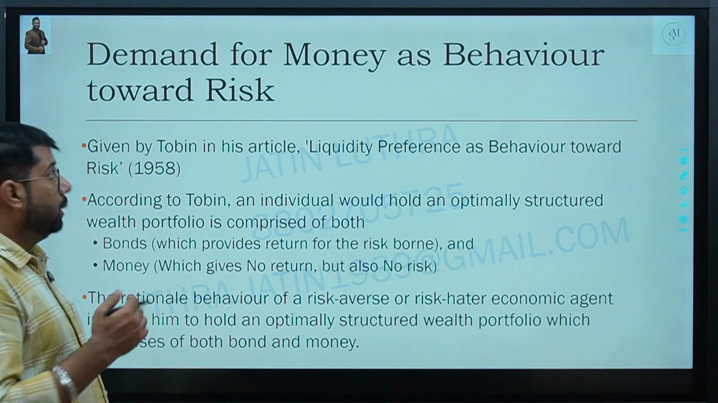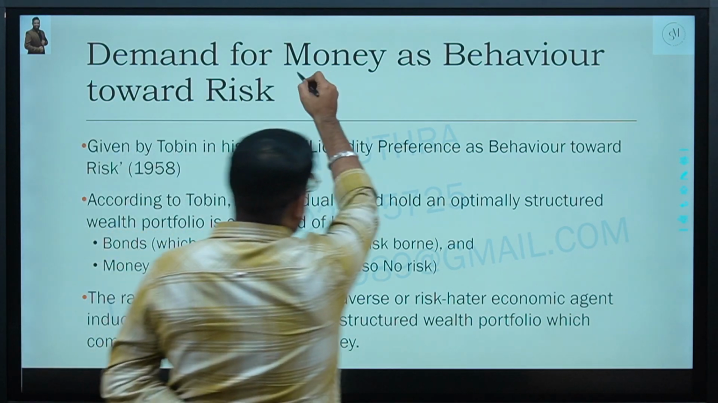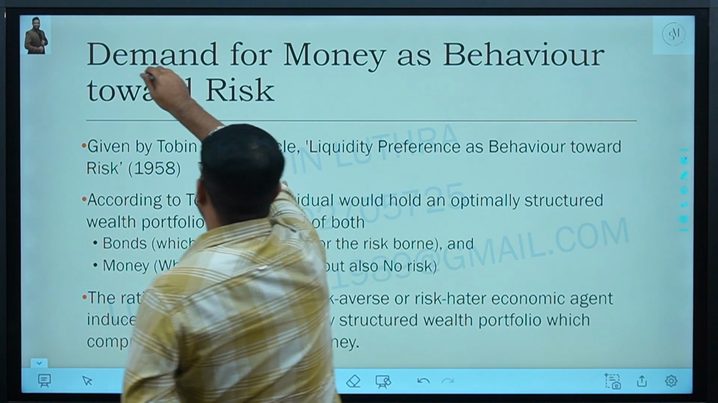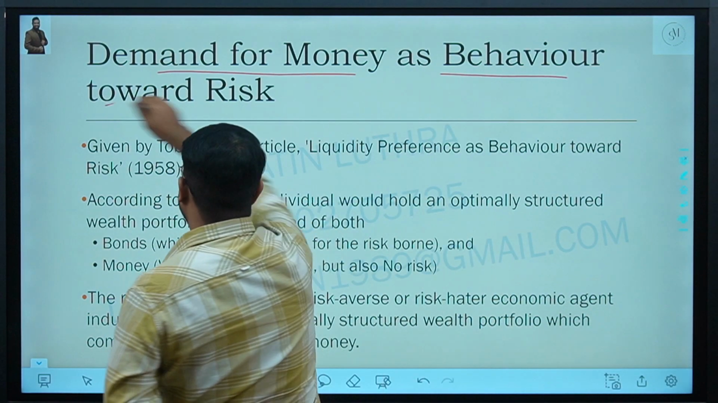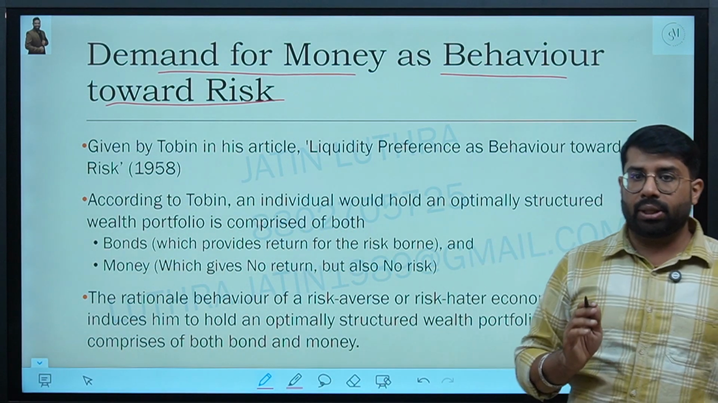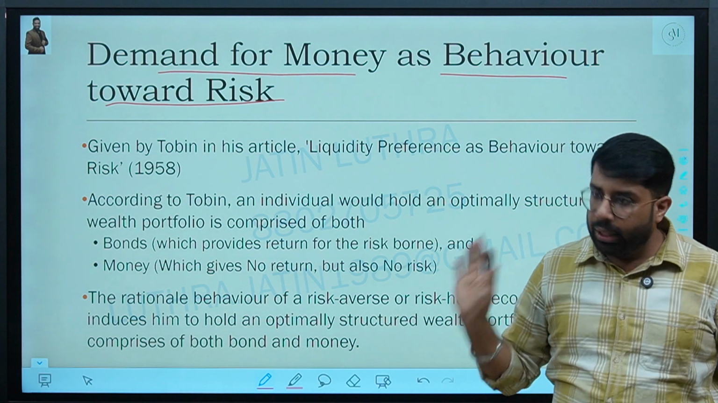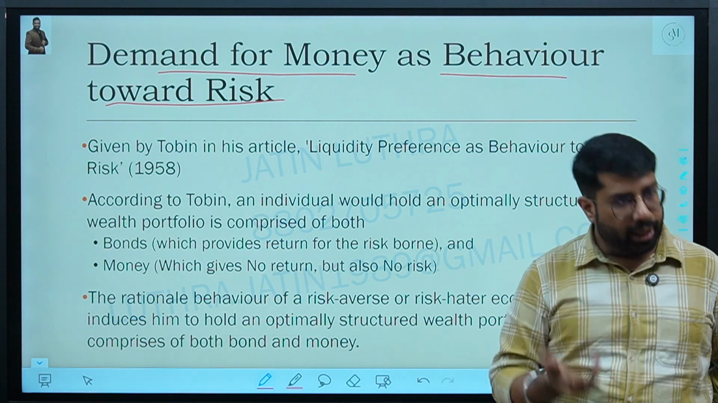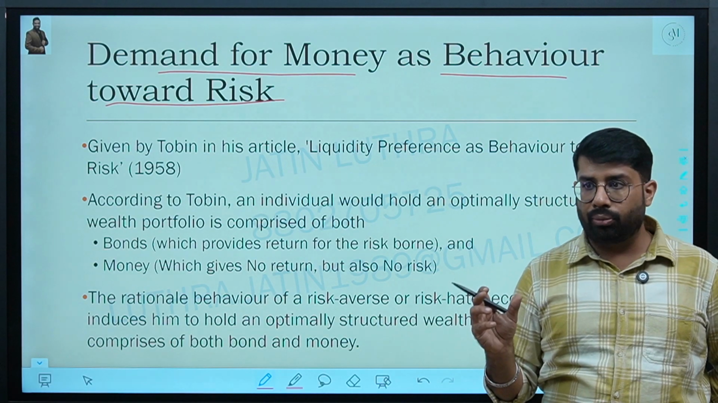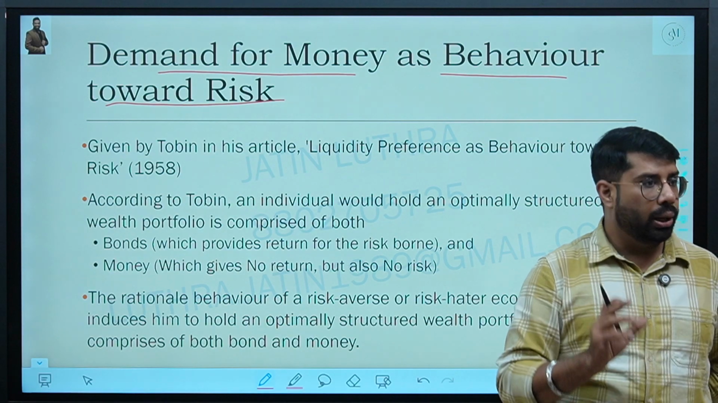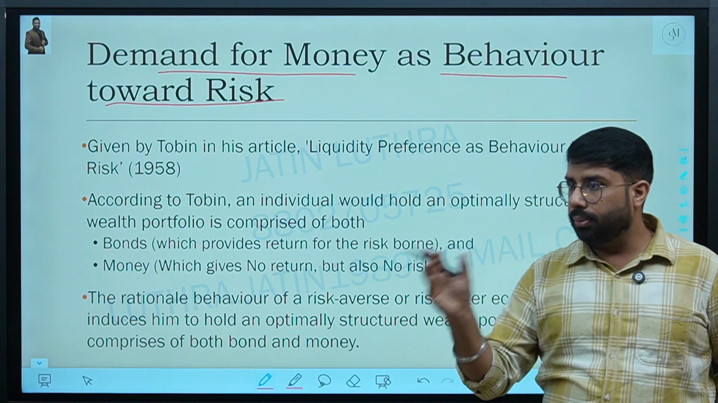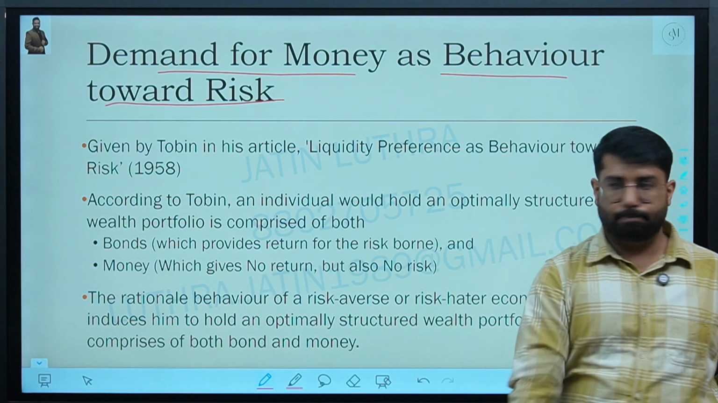Do we understand this thing? This is the demand for money as behavior towards risk. This particular theory simply says that if a person is a risk hater, he will keep only cash with him, and if a person is a risk taker, then he will make a combination of inventory where he will keep cash also, and he will invest his money in securities also, so that he can generate return with a minimal risk.